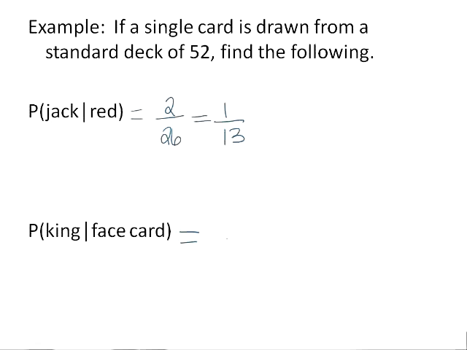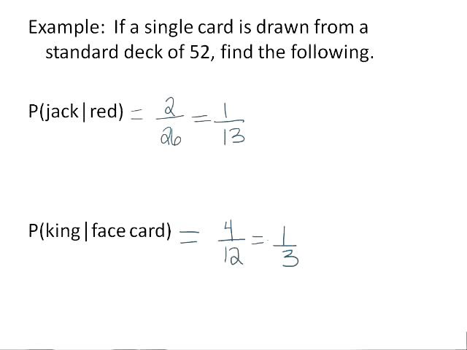Now the second probability: choosing a king given that you've chosen a face card. So you already know that what you've drawn is a face card, so your sample space has been narrowed to 12. Now of those 12 cards, how many are kings? That's the overlap between king and face cards, and there are 4 of those. So that reduces to 1 divided by 3.